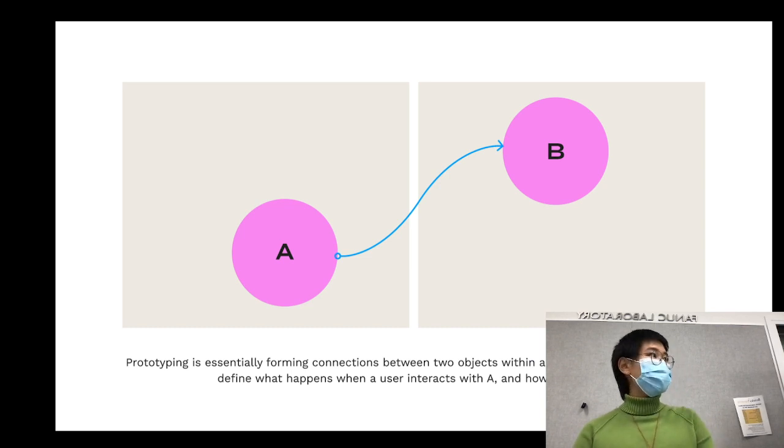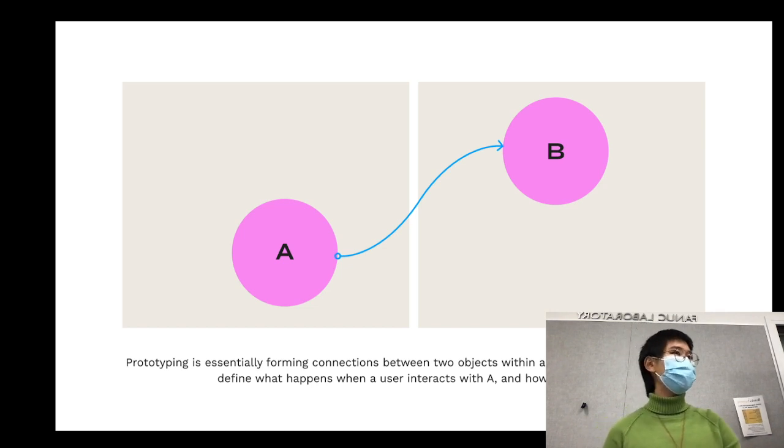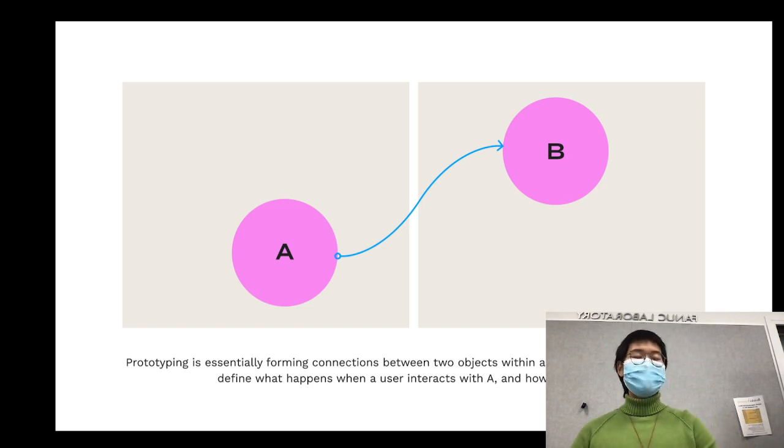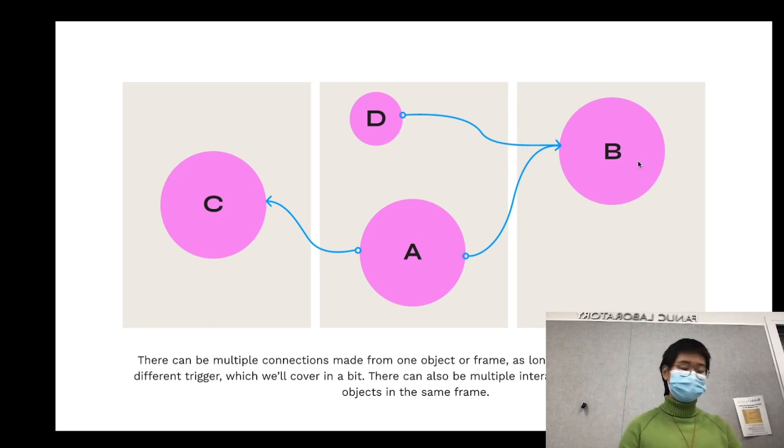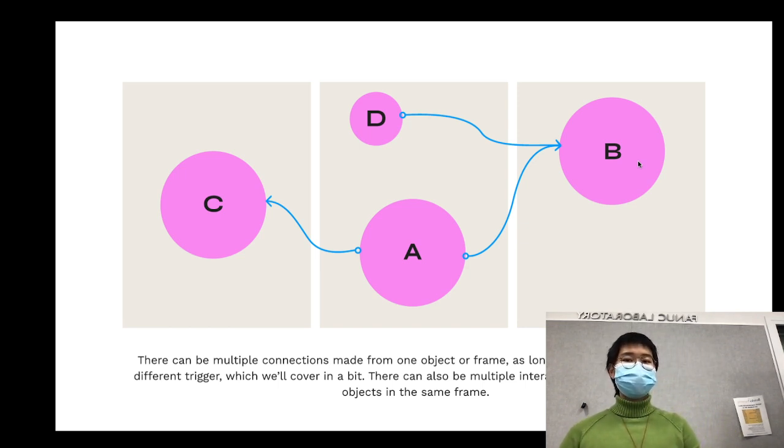So the idea of prototyping hinges around forming connections between objects within frames, across frames, basically just making them all linked together. So you define what happens if I tap or hover or wait or drag or anything like that, and how I get from point A to point B. You can have multiple connections on a single object. So if I were just gonna hover on A, it'll do one thing. If I were to click on A, it's gonna do another thing. If I hover on D, it can also go to the same thing as something before. It's very flexible, and you're basically able to do whatever you want as long as you're separated by different triggers.